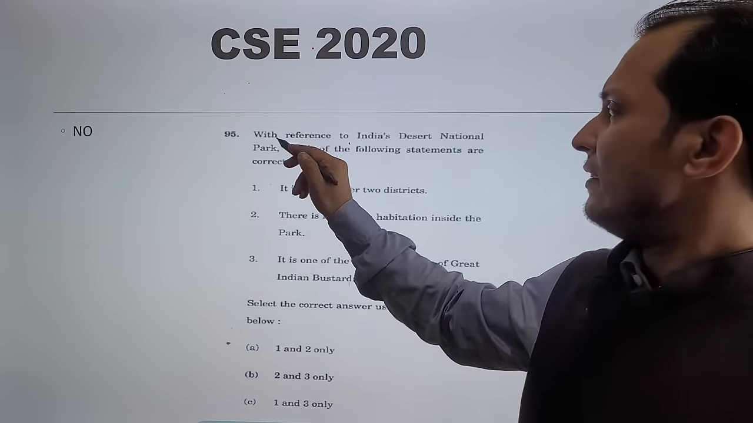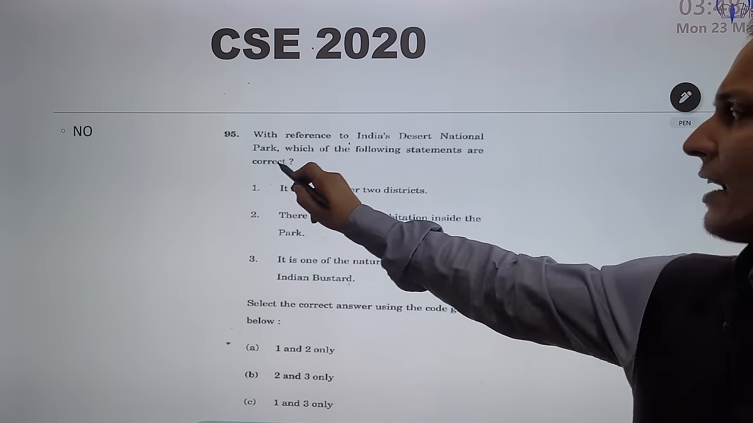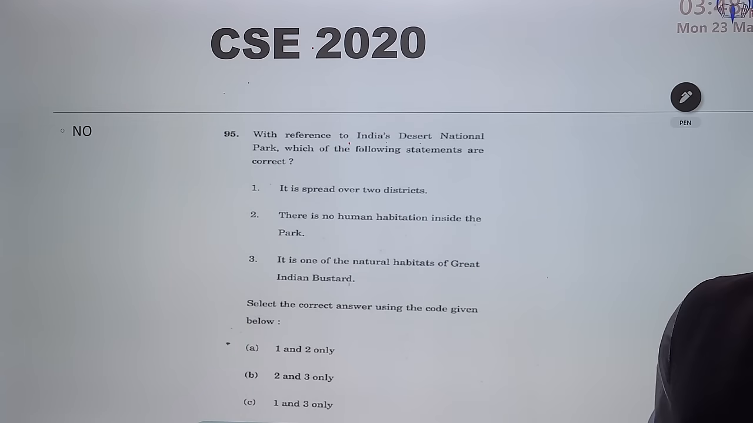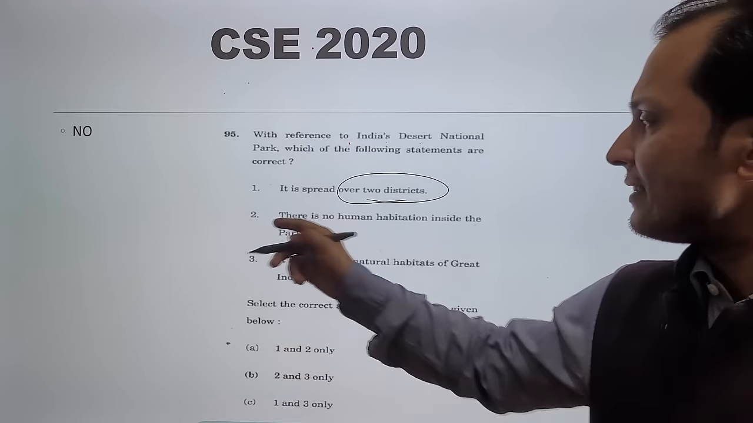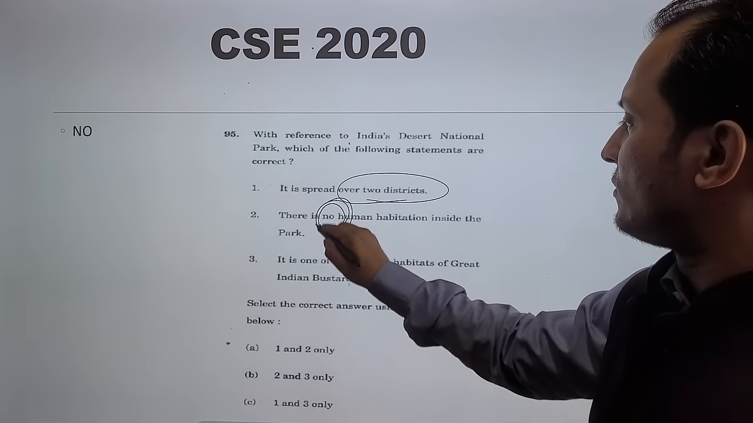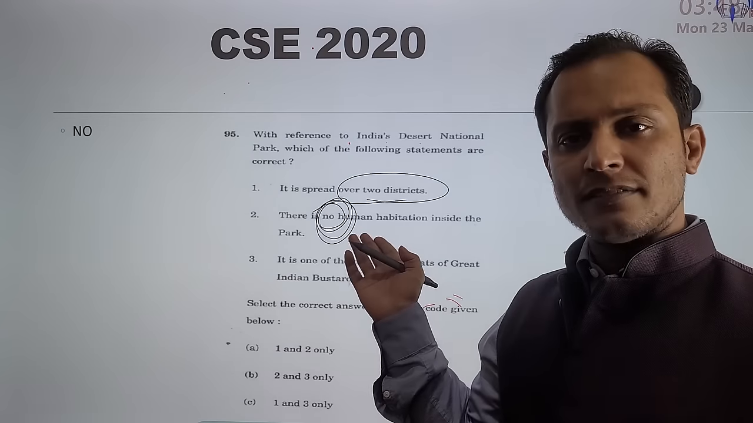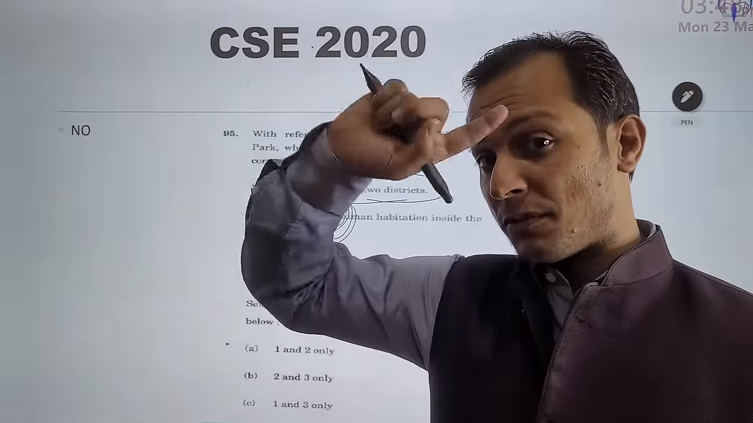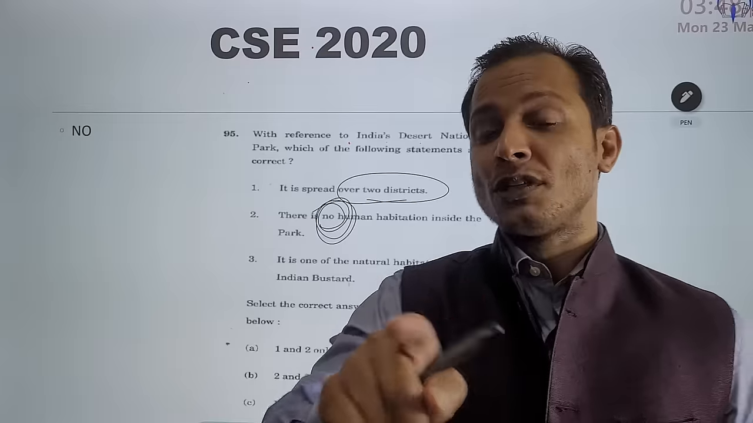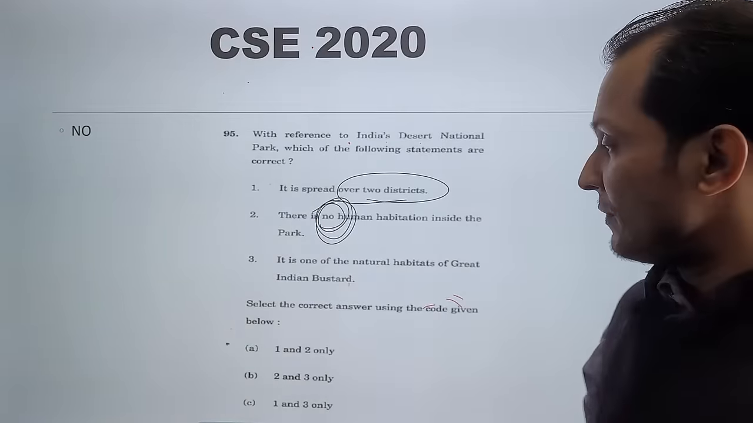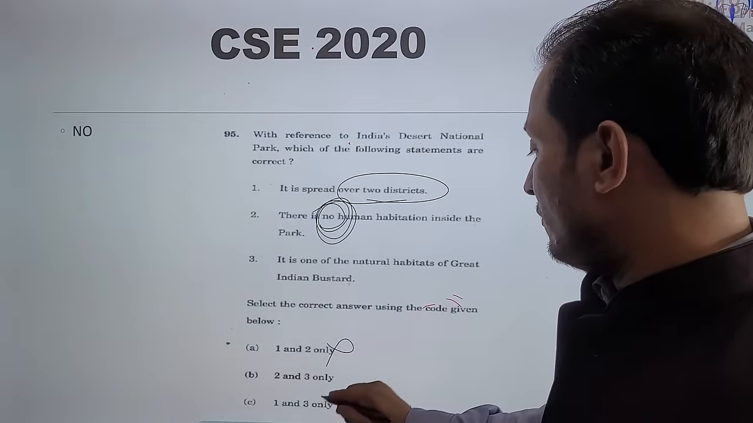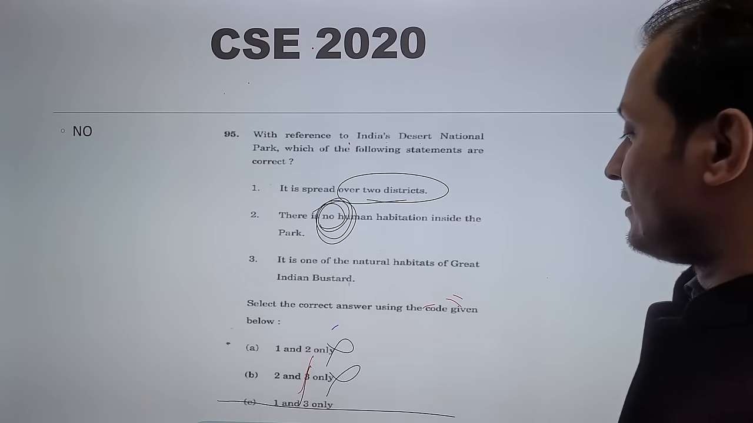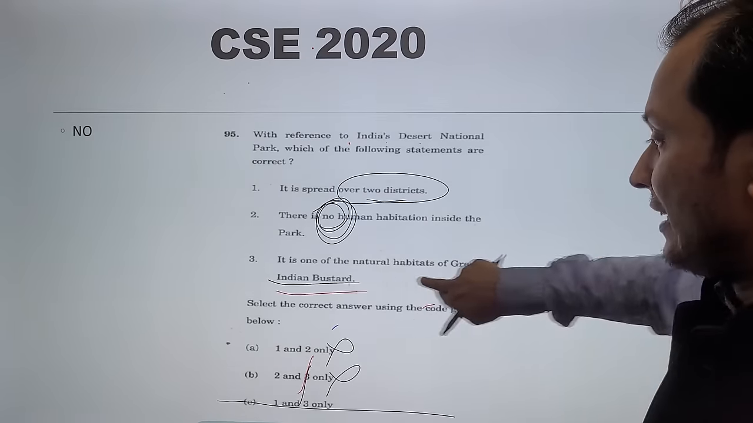This says, with reference to the Indian Desert National Park, which of the following statements are correct? It spreads over 2 districts. We don't know. Second statement: there is no human habitation. "No human habitation" is a very extreme phrase. If you remember the first slide, I included "no" as one of those extreme words, my friend. So we eliminate statement 2, and we can easily assume that the answer is 1 and 3 only. Let us go to the next question.